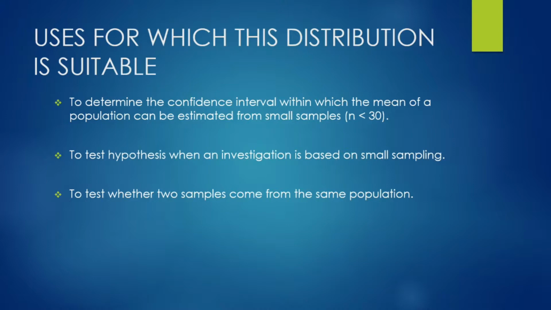Uses for which this distribution is suitable. First, to determine the confidence interval within which the mean of a population can be estimated from small samples, that is to say n less than 30. Second, to test hypotheses when an investigation is based on a small sample. And last, to test whether two samples come from the same population.